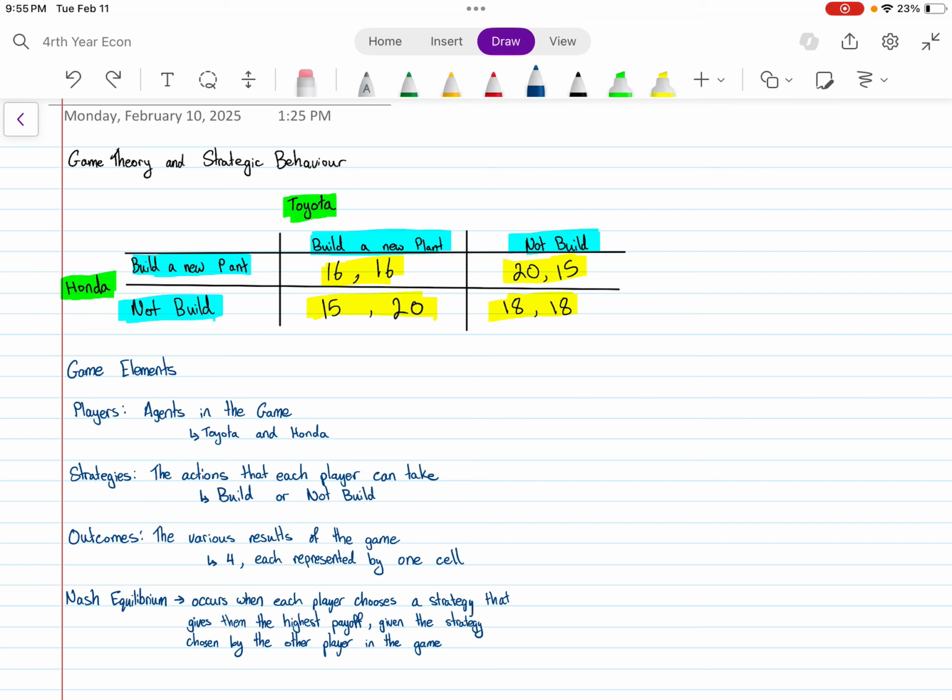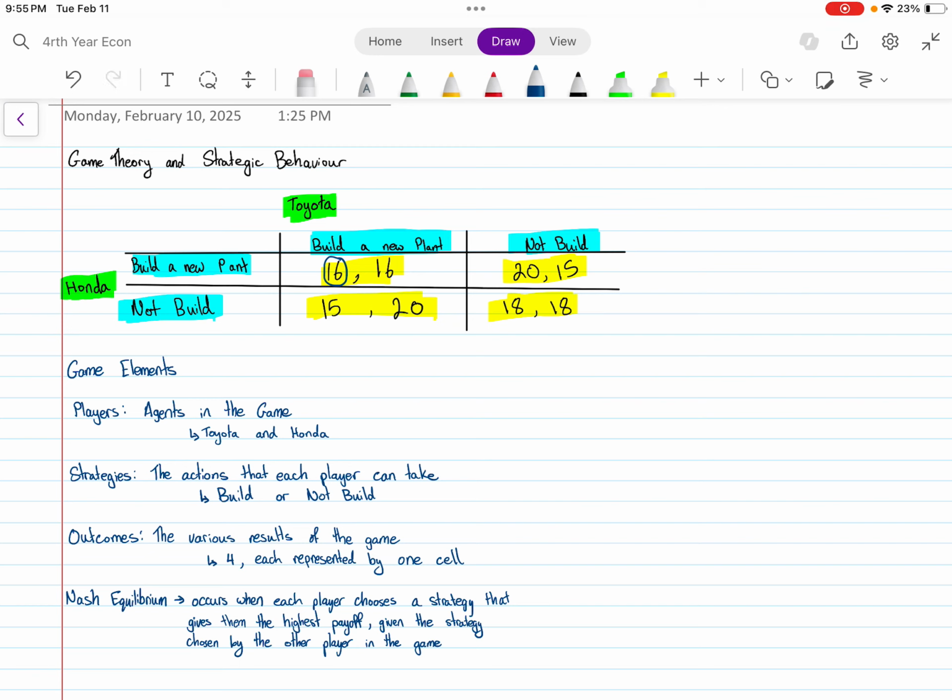Now, if Toyota decides to build a new plant, Honda has two options. They're either going to build a new plant or not build a new plant. If they build a new plant, it's going to yield 16. And if they're not going to build a plant, it's going to yield 15. And since 16 is greater than 15, their decision is that they're going to build a new plant if Toyota decides to build a new plant.